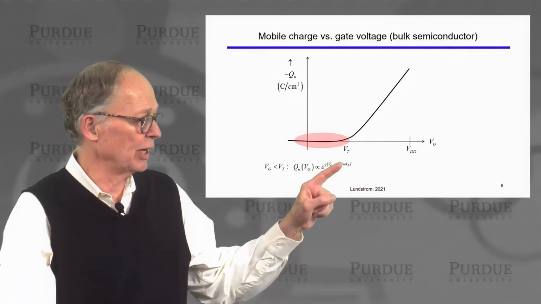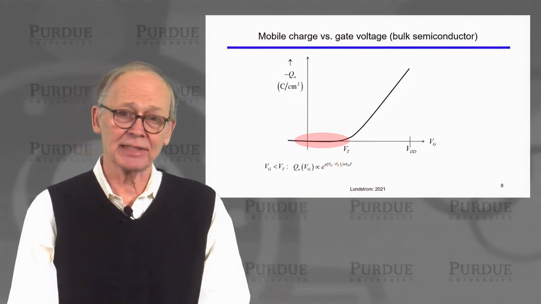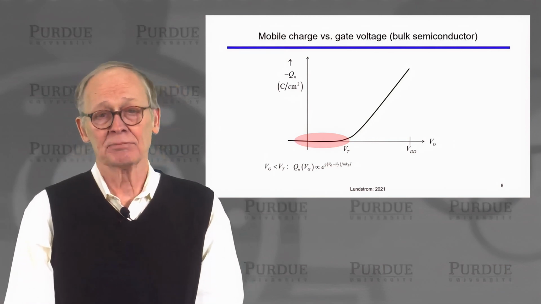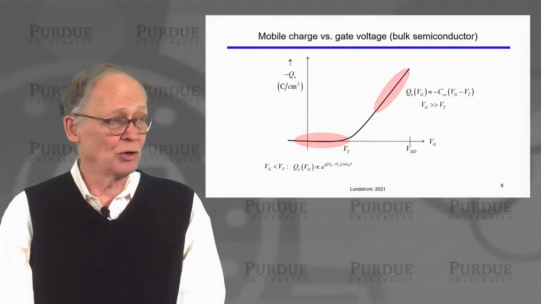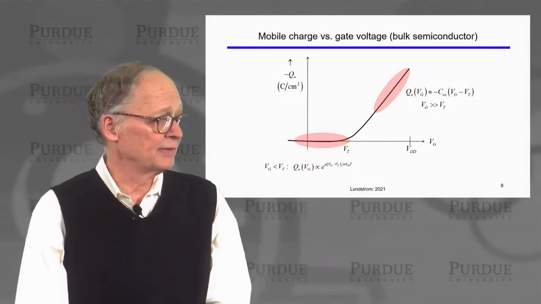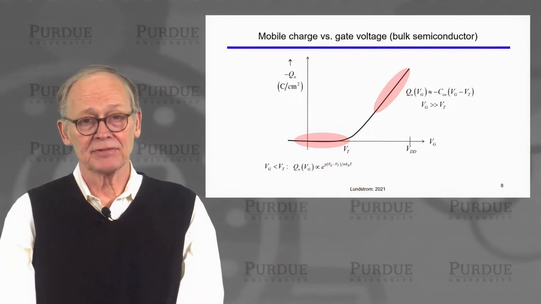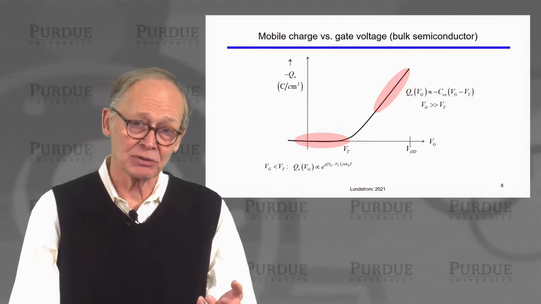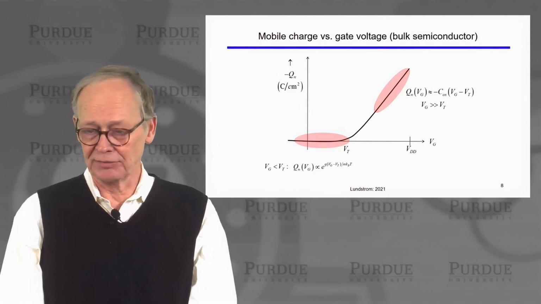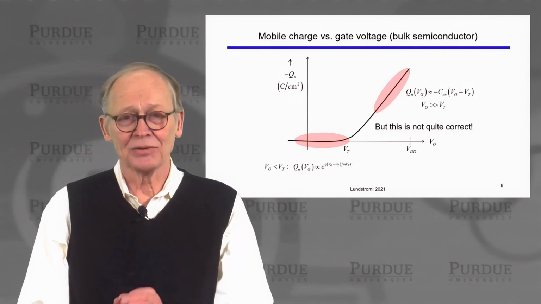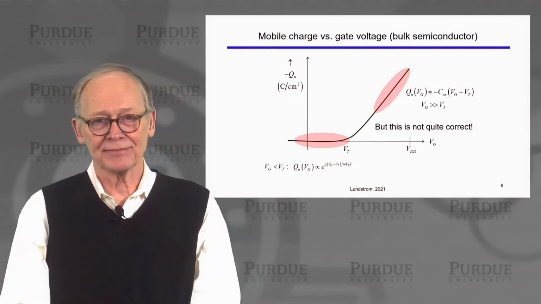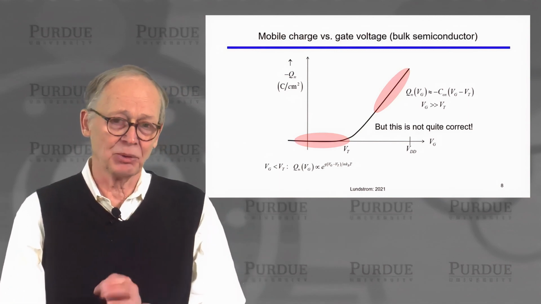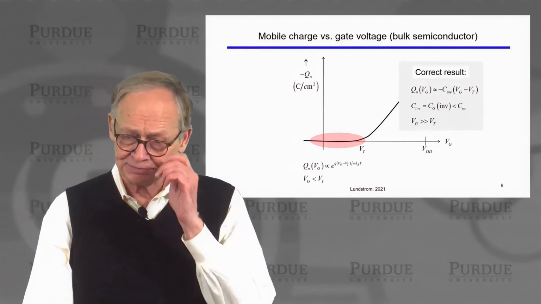The takeaways are that the mobile charge varies exponentially as e to the (Vg minus Vt) over mkT below threshold. And the mobile charge well above threshold varies as minus Cox times (Vg minus Vt). So exponentially with gate voltage below threshold, linearly with gate voltage above threshold. Now, this is not quite correct, and we should explain why, because the correction is important in modern transistors.